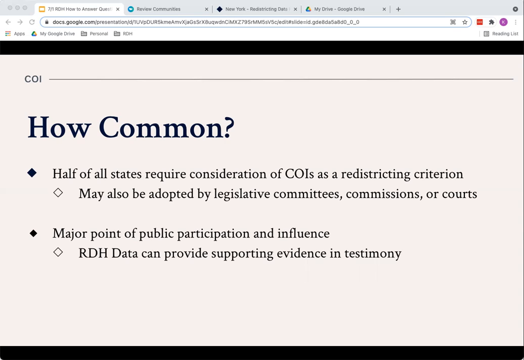So given its focus and its prevalence then, communities of interest has a great deal of potential for broad public participation and influence. And it's useful and important to have evidence and justifications for your community. That, of course, can be qualitative, meaning verbal, or quantitative, using our data. If you are submitting maps or testimony, quantitative data can be a compelling part of the evidence in support of your community being kept whole.